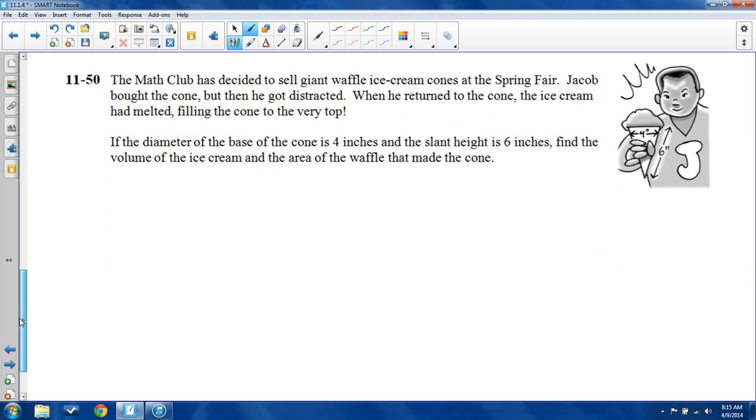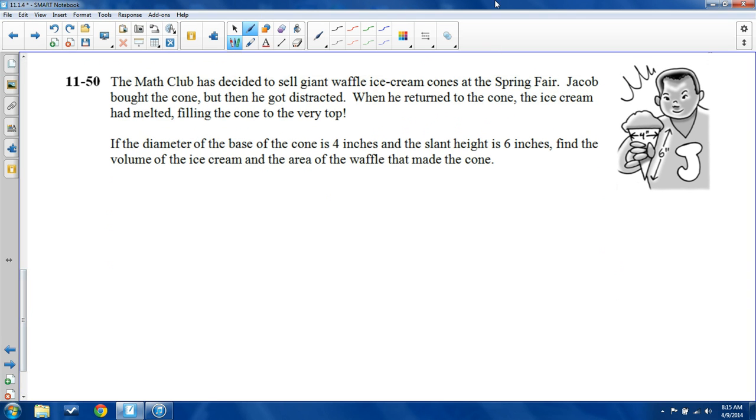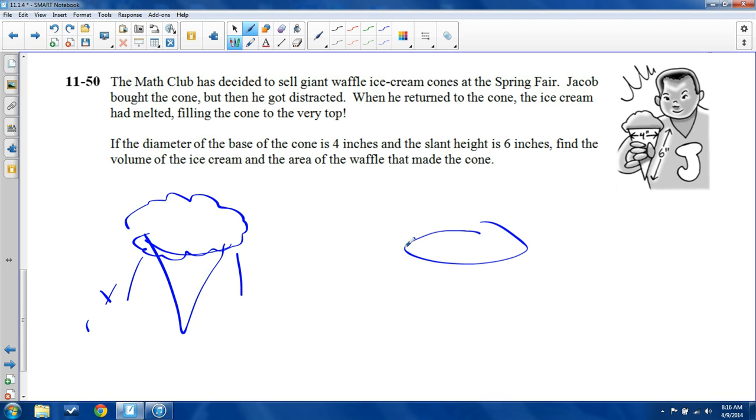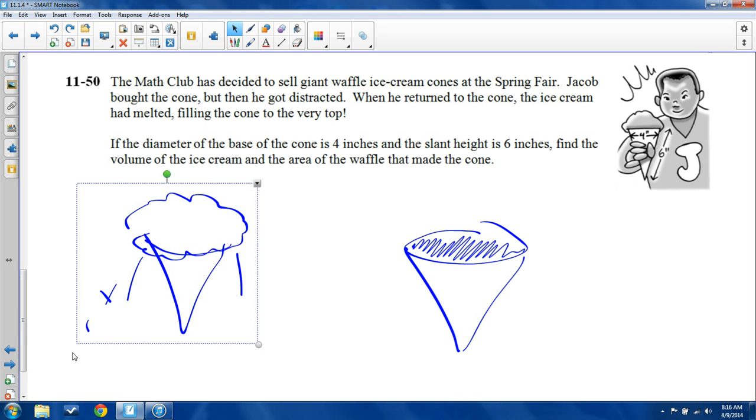The math club has decided to sell giant waffle ice cream cones at the spring fair. Jacob bought the cone, but then he got distracted. When he returned to the cone, the ice cream had melted, filling the cone to the very top. So pretend you had an ice cream cone right here, but then eventually this ice cream all melts down, and all we're looking at now is a cone where there's ice cream inside, but it's only flat at the very top. So that's what this problem looks like. It melted. Here's what we have.